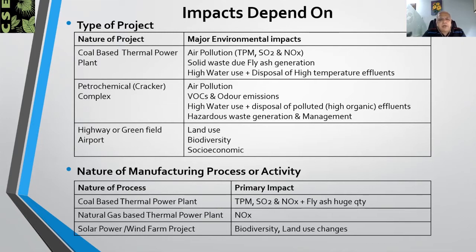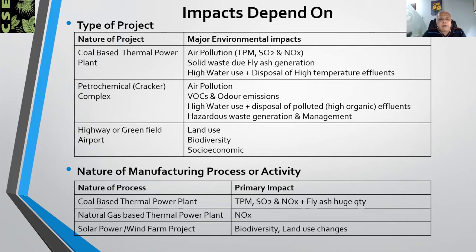Now, if we talk of a highway or a greenfield airport project, the impacts are land use, biodiversity, and socio-economics. So, as you can see, the nature of the project very much dictates the types of components of the environment, or the parameters in the environment, which will be impacted. The second thing is the nature of the manufacturing process or activity.